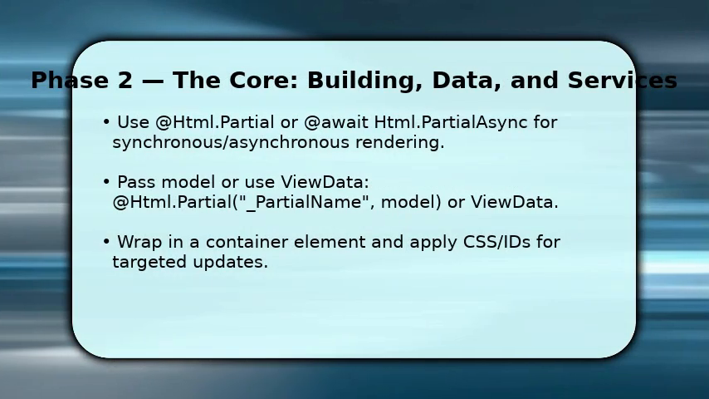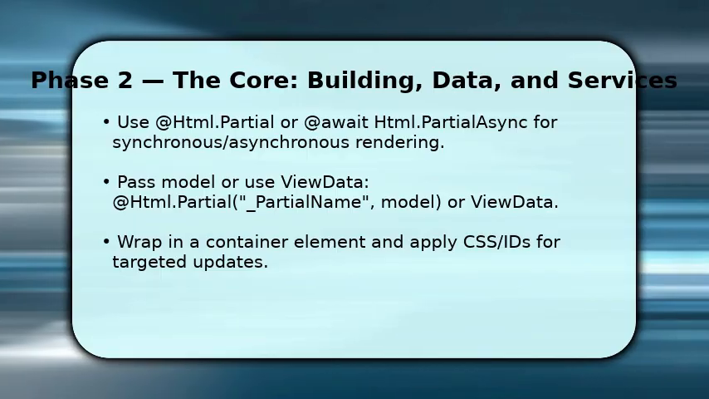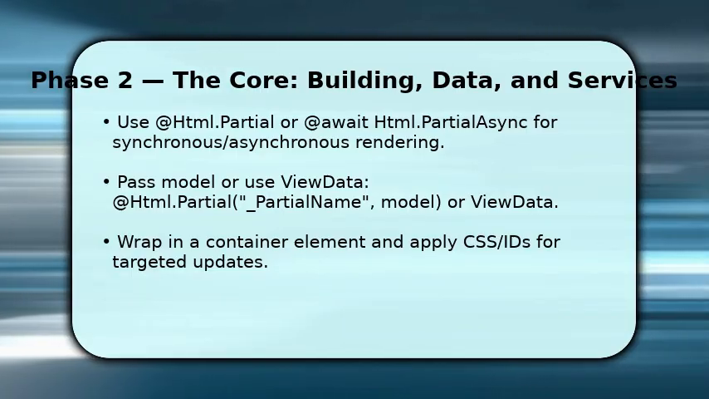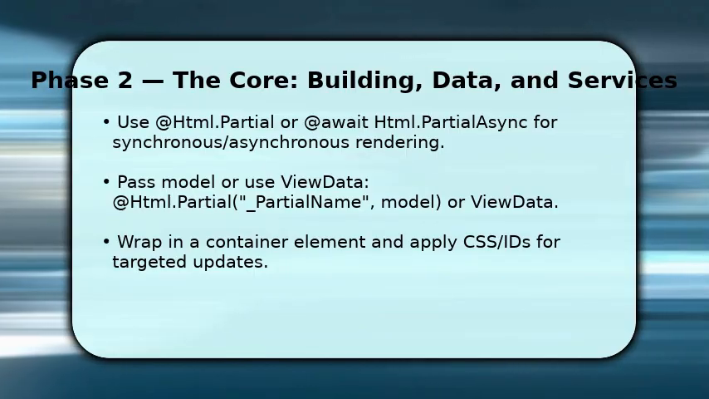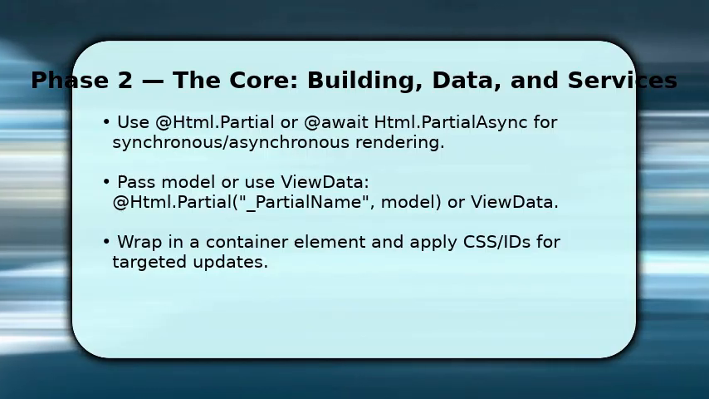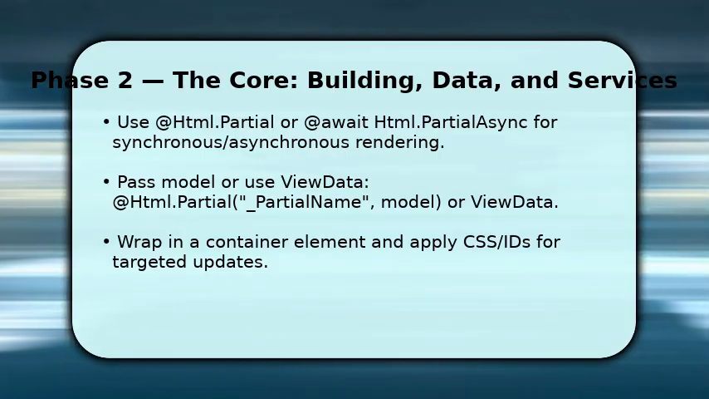Next, you render the partial inside the parent view. Choose @Html.Partial for immediate rendering or @await Html.PartialAsync to avoid blocking, especially for heavier fragments. Pass a model instance or view data explicitly, because implicit model differences cause null references. Once you reference the partial, wrap it in a div or section and give it an ID or class so you can target it later with JavaScript or styling. These choices control performance and ensure the partial integrates smoothly with the parent.